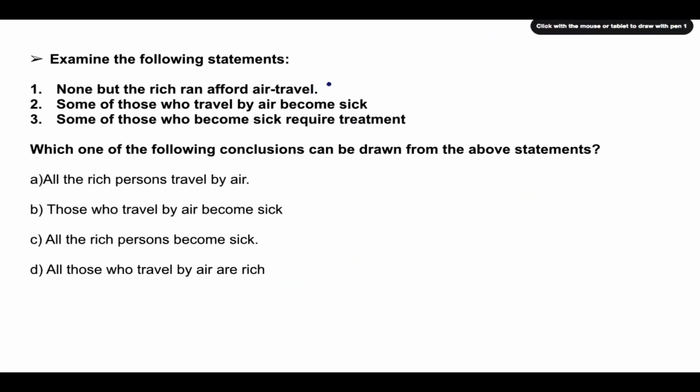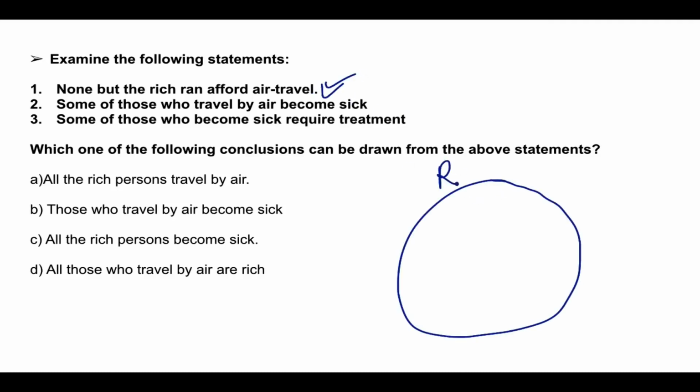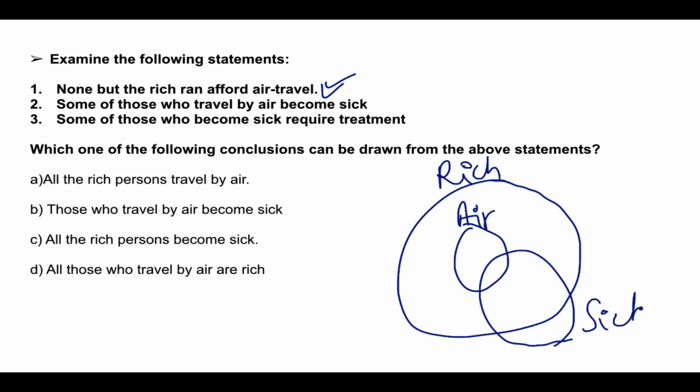Then none but the rich can afford air travel. So you have to make something called rich, and within it will come air travel. Some of those who travel by air become sick. So this is sick. When some comes, exclude and include both as much as you can, and avoid also some of the part. Some of those who become sick require treatment. So something like this will be made. So this is treatment.